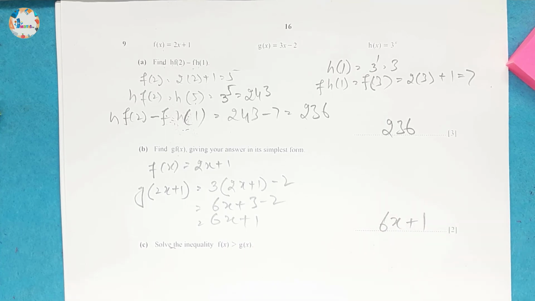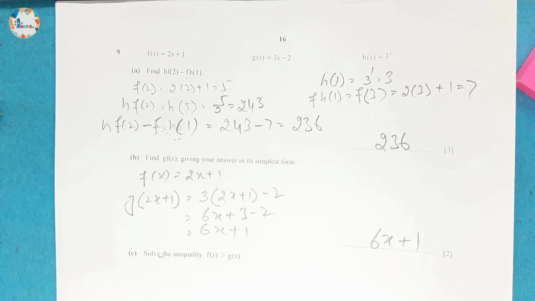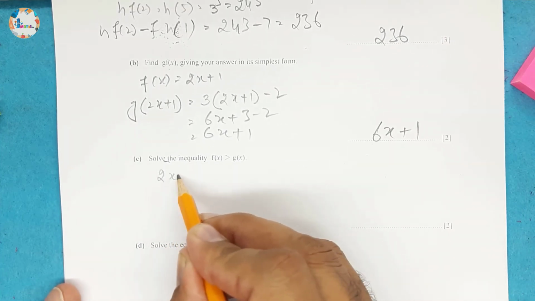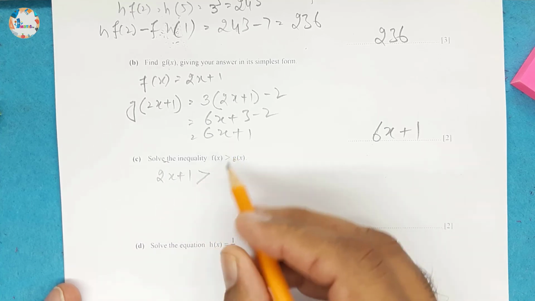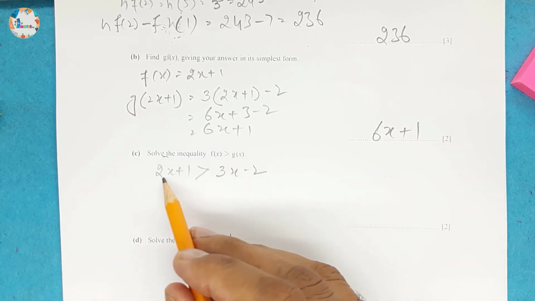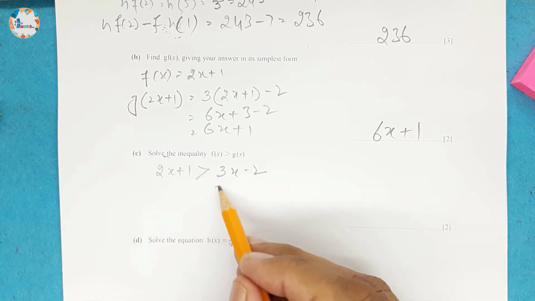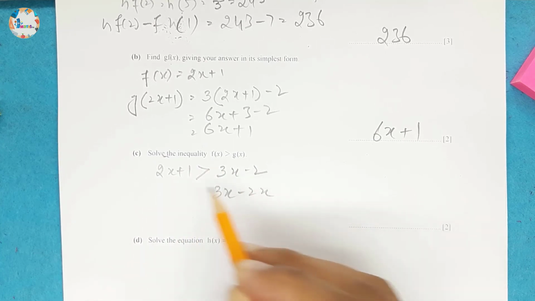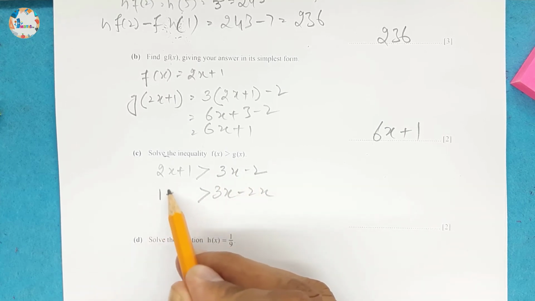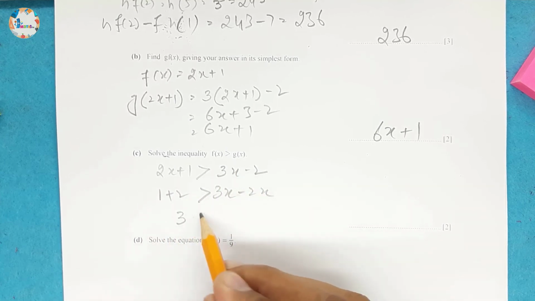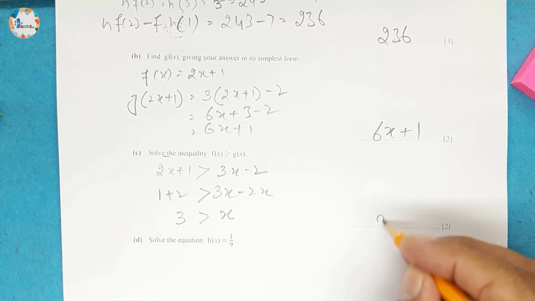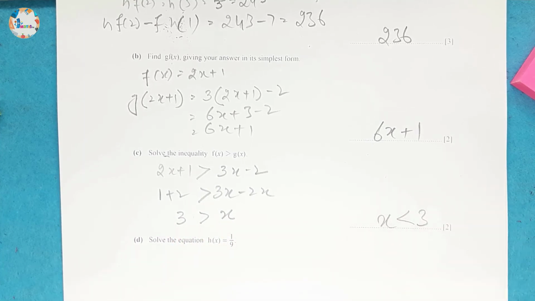Hopefully you understood this. Then solve the inequality f of x is greater than g of x. So f of x, 2x plus 1, is greater than g of x, which is 3x minus 2. So we can shift x basically to this side. So 3x minus 2x is less than, this value will be 1 plus 2. So 3, and this will be x. So x is basically less than 3. So we can write like this.